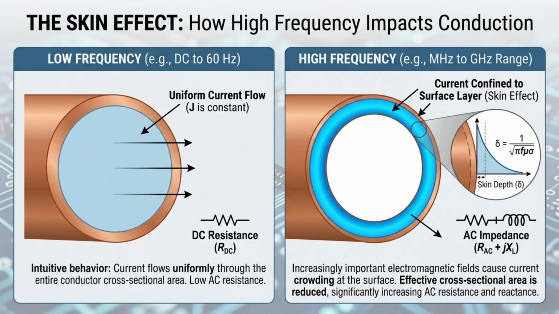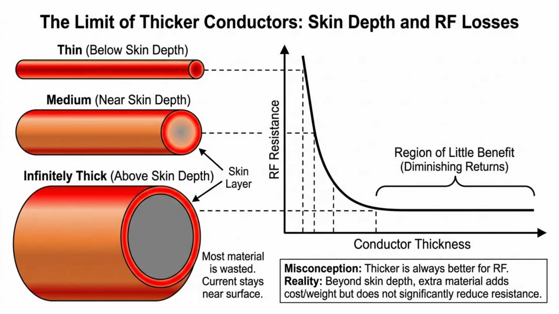Skin effect demonstrates that high-frequency circuits cannot always be analyzed using low-frequency intuition. As frequency increases, electromagnetic field behavior becomes increasingly important in determining circuit performance. A common misconception is that making a conductor infinitely thicker will always reduce RF losses. In reality, once the conductor thickness greatly exceeds the skin depth, adding more material provides little benefit because most of the current remains near the surface.